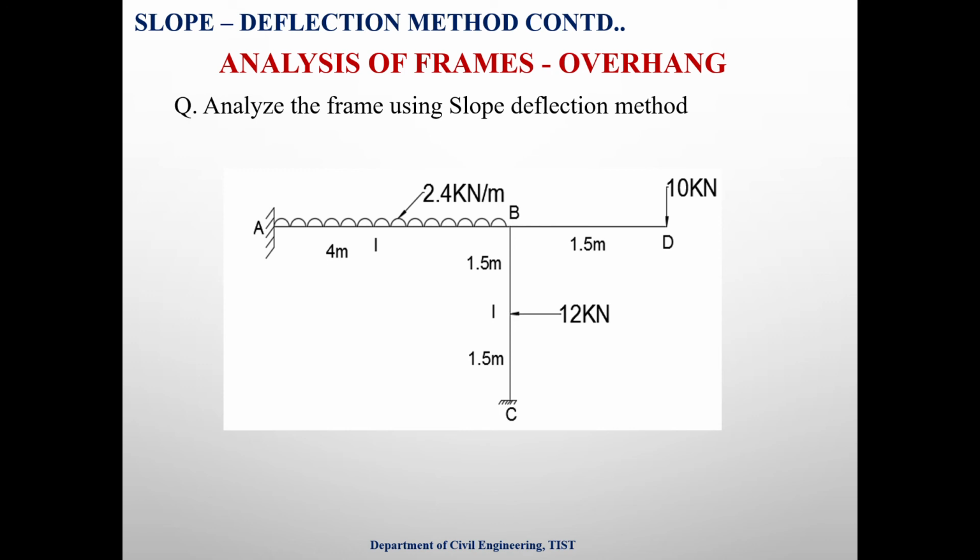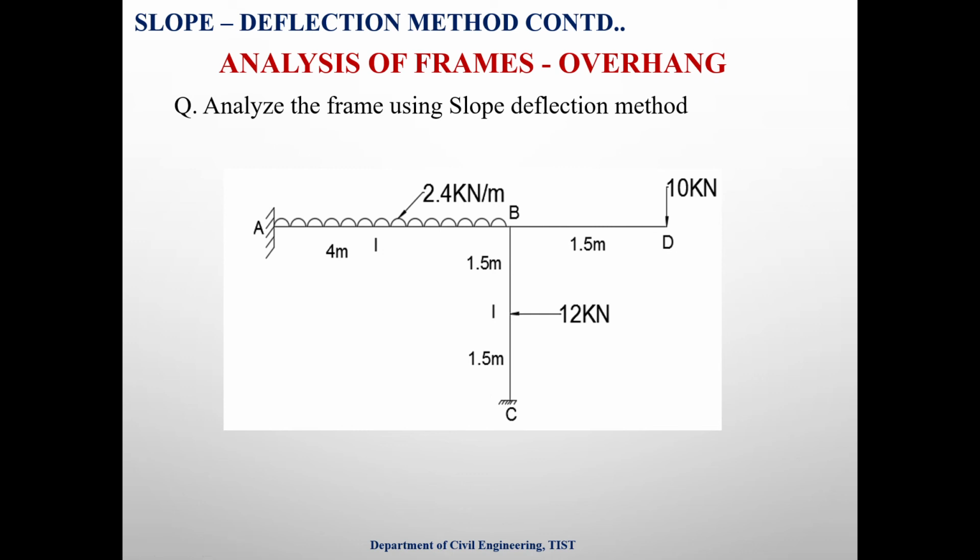Then one more case in the analysis of frames is the overhang. Analyze the frame using the slope deflection method. Using this diagram, firstly write the fixed end moments M̄AB, M̄BA, M̄BC and M̄CB. AB is subjected to UDL, that means M̄AB is minus WL² by 12 and M̄BA is plus WL² by 12. Then BC is subjected to a central point load, that means M̄BC is minus WL by 8 and M̄CB is plus WL by 8.